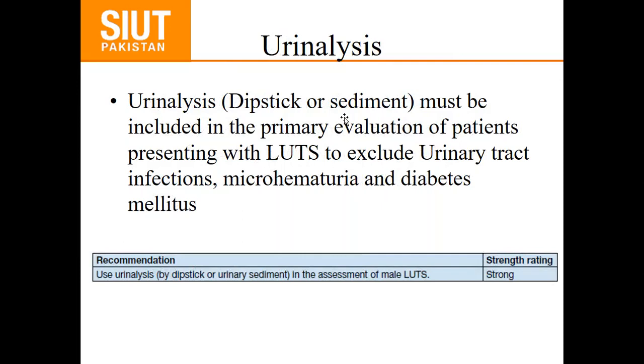So next is urinalysis. Dipstick or sediment must be included in the primary evaluation of patients presenting with LUTS to exclude UTI, microhematuria, or diabetes that may also result in such symptoms. So it is strongly recommended by EUA to use urinalysis in the assessment of lower urinary tract symptoms in males.